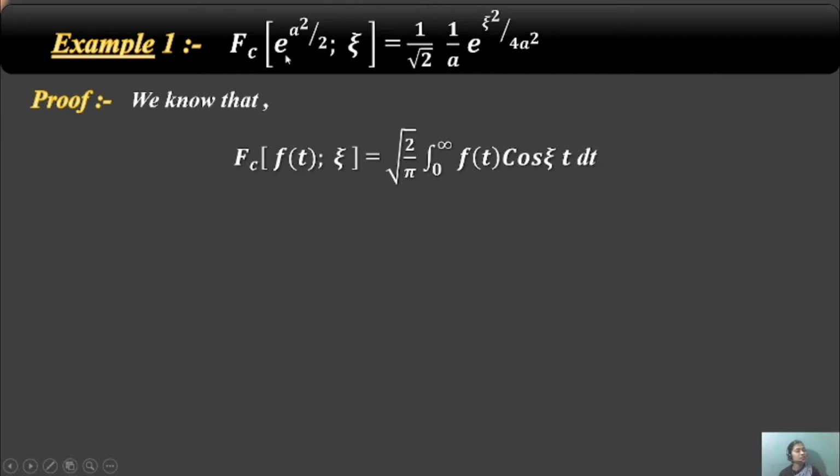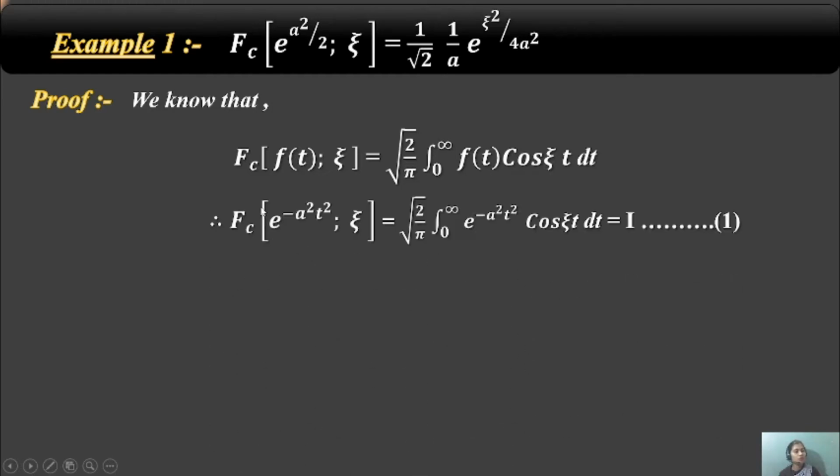Here f of t is e to the power minus a square t square. Putting in the value, the equation becomes F_c at xi equals square root of 2 by pi, integral 0 to infinity of e to the power minus a square t square cos xi t dt. Okay, this first equation we represent as I.